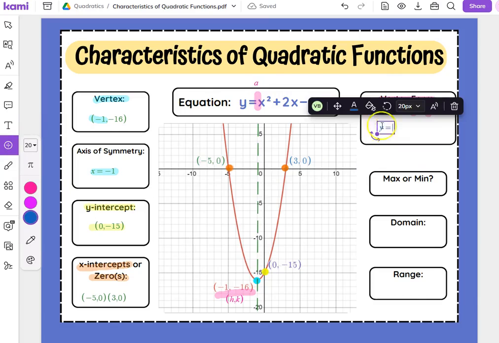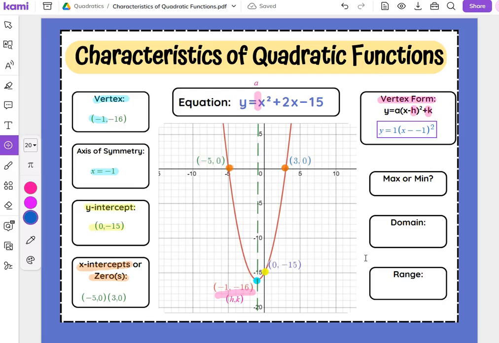So in this case, I come over here to write our equation. We've got y equals 1 is my a, x minus -1 all squared, and then plus -16. Now, that's not as clean as we could write it, so we're going to rewrite it, make it a little bit better. Y equals, you can leave the 1 in or take the 1 out, x minus a negative is plus 1, all squared, and then minus 16.